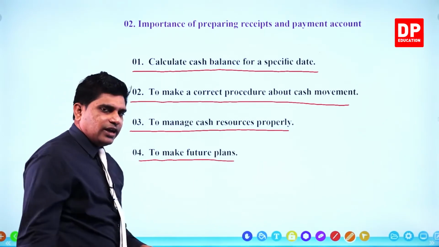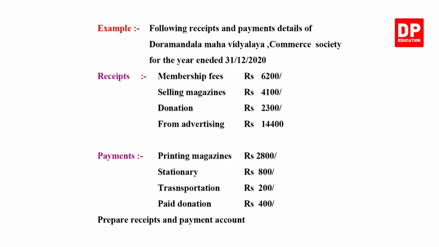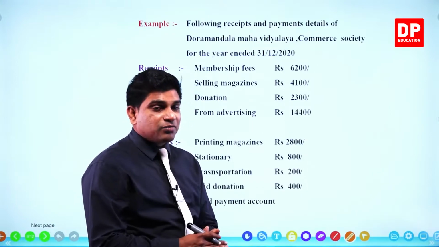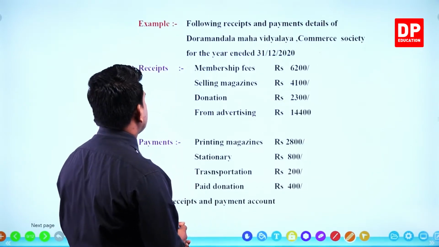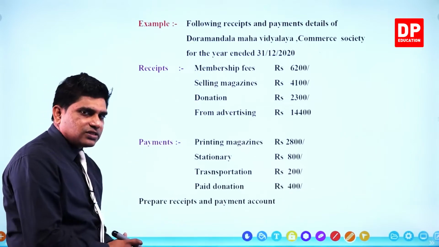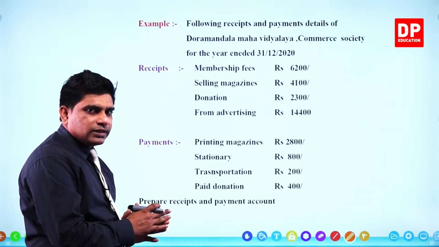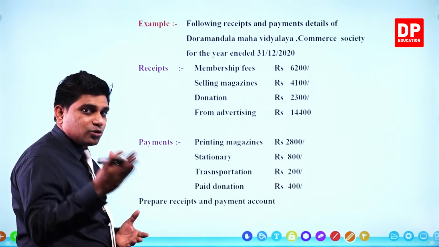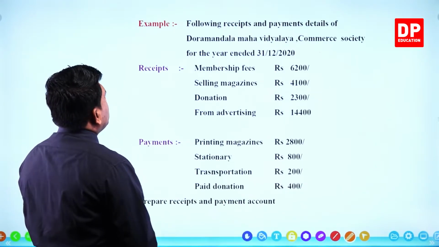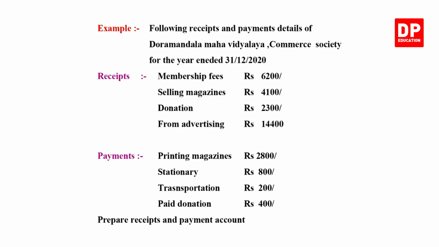Hurry up. Right? Now, example. Now the time is to do some questions, right? This is just the first example. After that, we practice. I'll show you how to do the receipts and payment account. You know it well because you know the cash book, no? Following are the receipts and payments details of Doramadala Mahavidyalaya Commerce Society for the year ended 31st December 2020. Very easy.